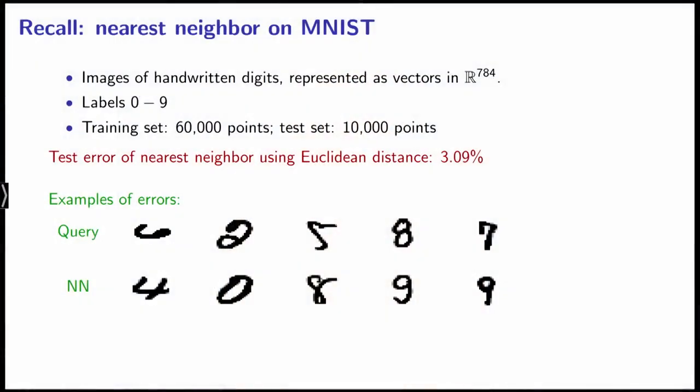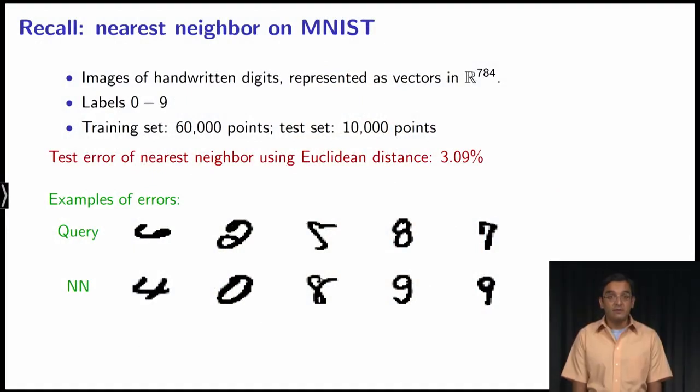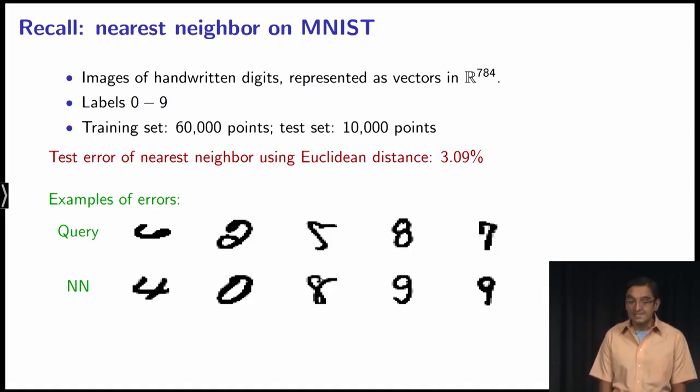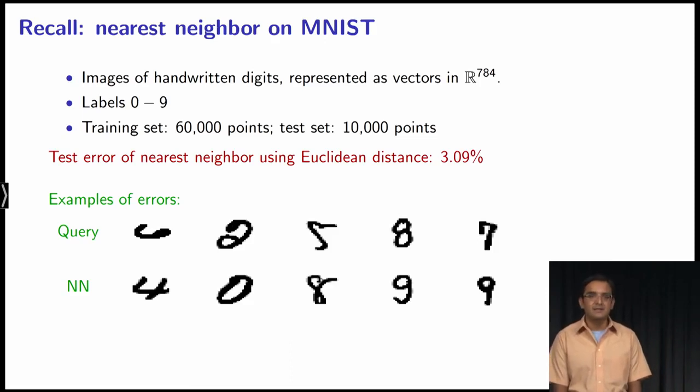So last time, we saw the basics of nearest neighbor classification, and now we'll see how to take it to the next level. If you remember, we tried out nearest neighbor on the MNIST dataset of handwritten digits, and we found that it gets pretty reasonable performance, an error rate of 3.09% on a separate test set. And these are some examples of the mistakes that it made.